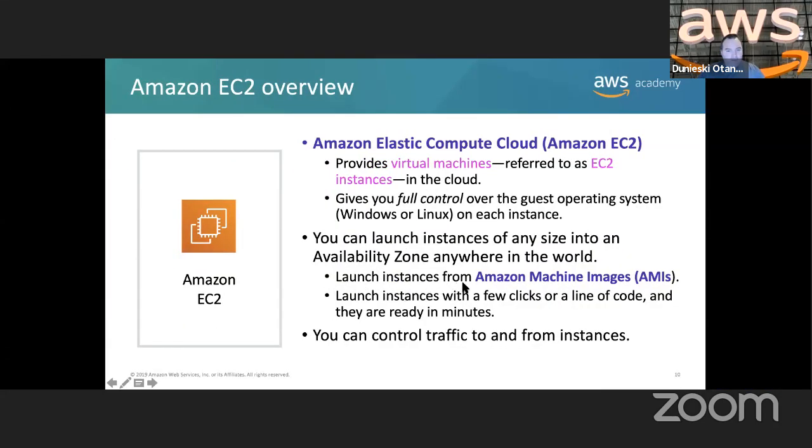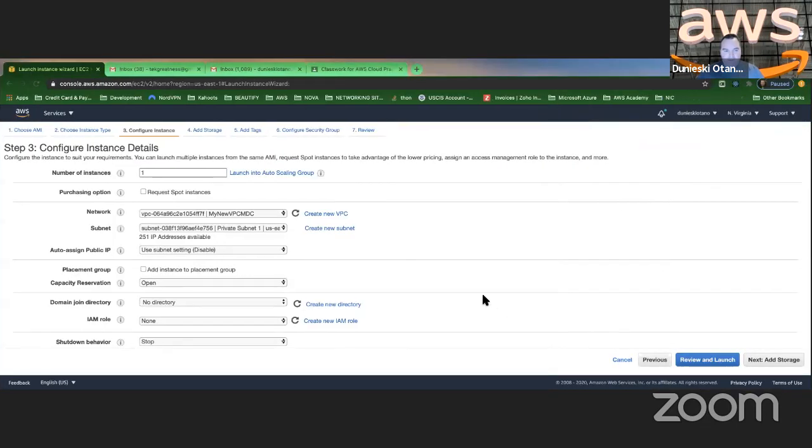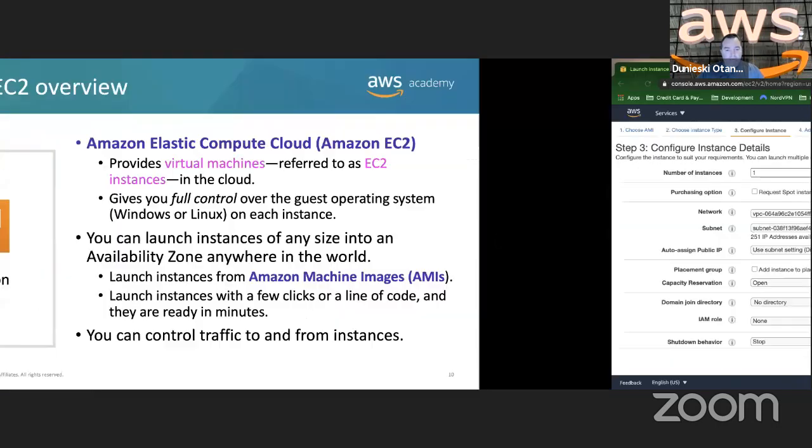So you launch the instance from Amazon Machine Images. Guys, don't forget that this is the core of your EC2 instance. If you don't have this, you cannot create an EC2 instance. You can't. You launch the instances with a few clicks or a line of code, and they are ready in minutes. So you can control traffic to and from instances, right? All right, so we continue.